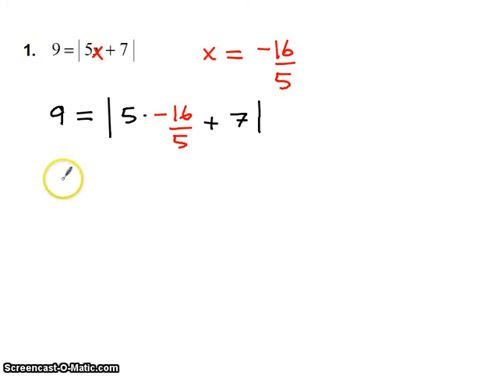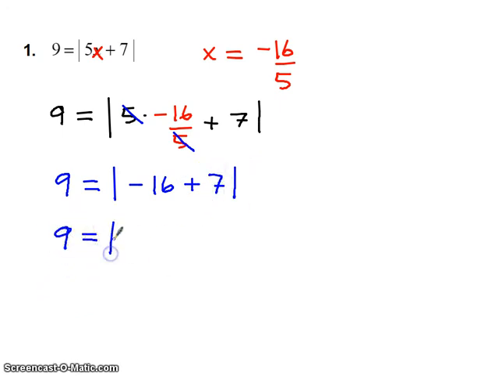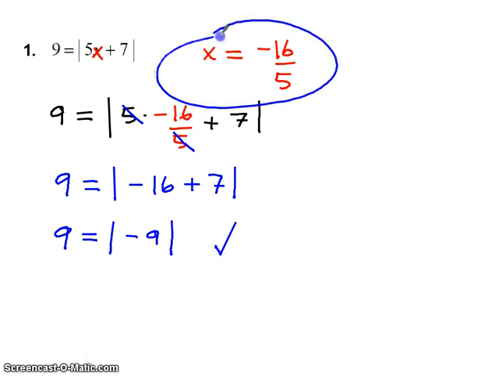And so from here, it's just a matter of our arithmetic skills. The 5 over 5 will cancel, and that gives us the absolute value of minus 16 plus 7. And then we have 9 equals the absolute value of negative 9. And the absolute value of negative 9 is positive 9. So that checks out, and we're feeling pretty good about that answer there. So that's how you do your check. You simply just plug in the x value that you found.